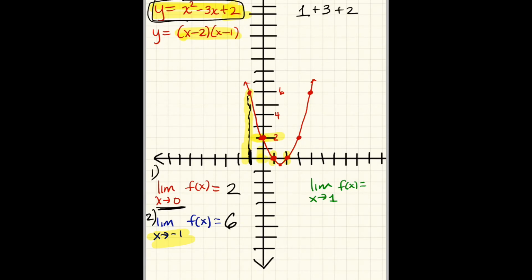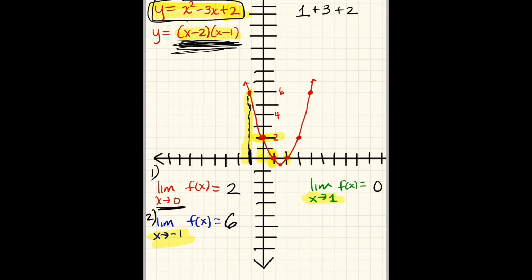Let's try x equals 1. I'm sorry, x approaches 1. The limit of f of x as x approaches 1, that's this guy here. Here's x equals 1. What's my y value when x equals 1? 0. Isn't it true that if I plug 1 in, which is one of the roots, I would get 0? So that's how we do it both graphically and algebraically.